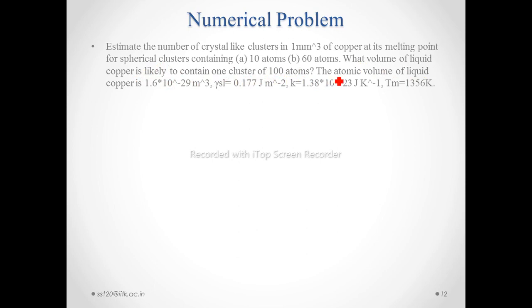The given data are: the atomic volume of liquid copper is 1.6 into 10 to the power of minus 29 meter cube, the surface free energy of the solid-liquid interface is 0.177 joules per meter square, the Boltzmann constant is 1.38 into 10 to the power of minus 23 joules per Kelvin, and the melting temperature of copper is 1356 Kelvin. Okay, this is the given data.